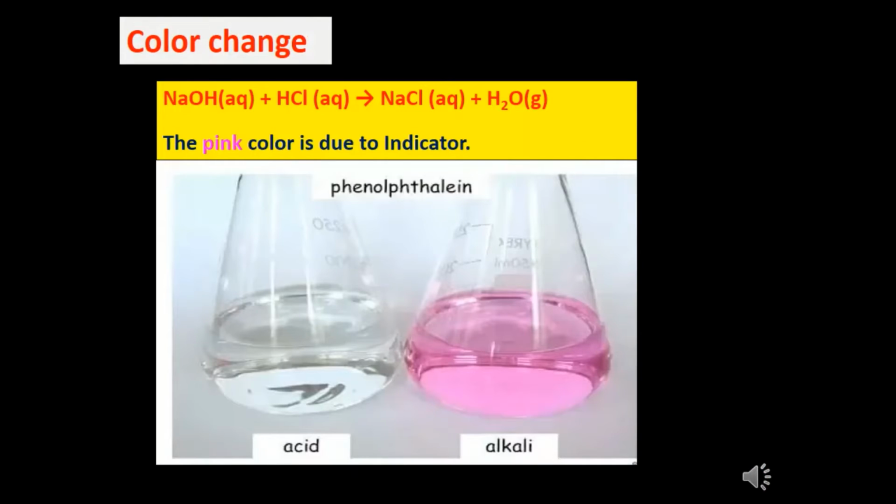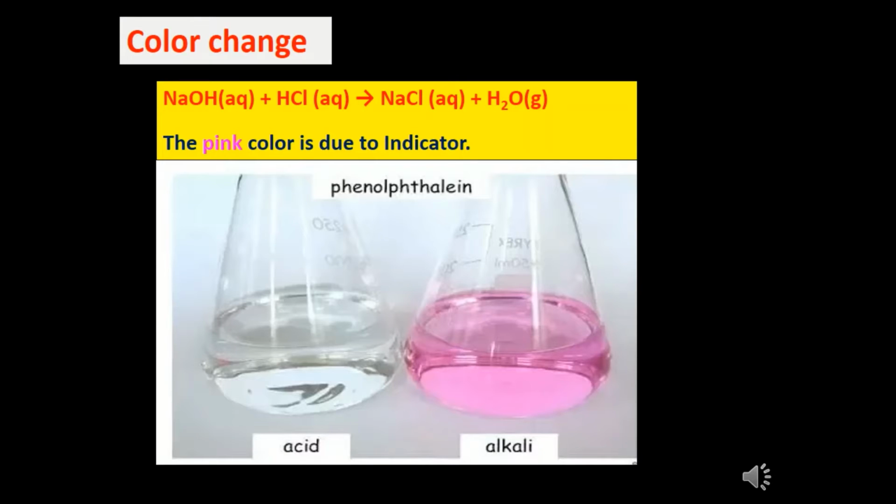Color change. Some of the reactions, when you mix the reactants together, they go into the product and they change their color. The best example, which we will also do in our lab, is the acid-base reaction. We have sodium hydroxide aqueous, which is a base, plus HCl aqueous, which is a strong acid. When you react them together, it produces sodium chloride, which is a salt, and water, which is a liquid, not a gas.